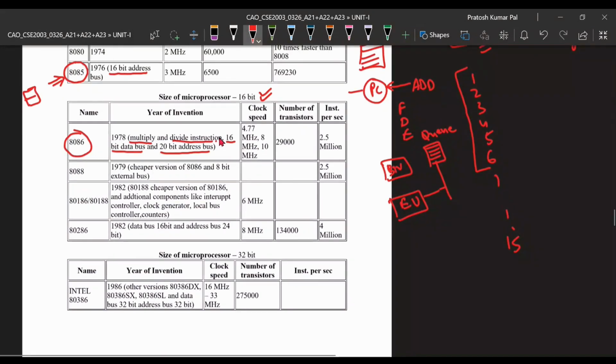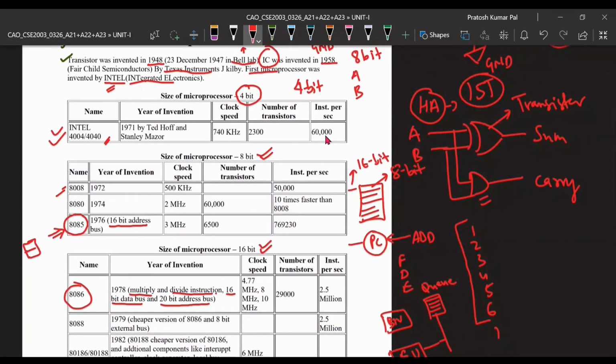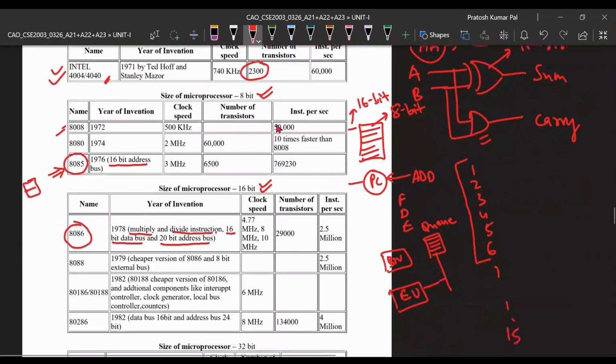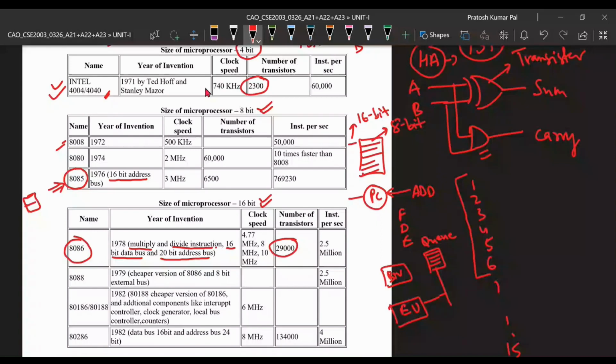In terms of complexity also, you can consider the number of transistors. Here 2300 transistors were there. Now you can consider 29,000 transistors in 8086. Also you can compare the speed. Here the speed is 740 kilohertz.